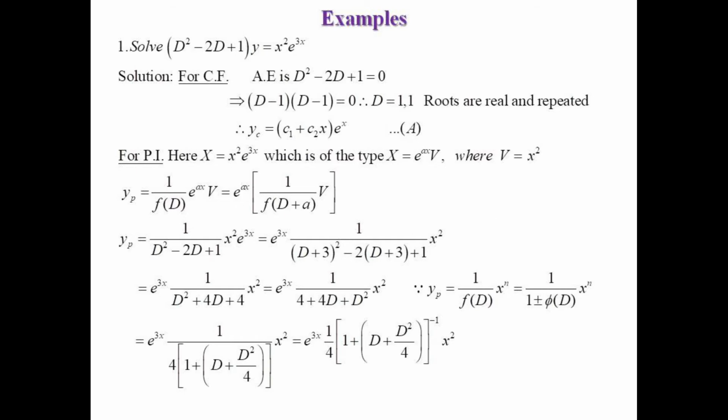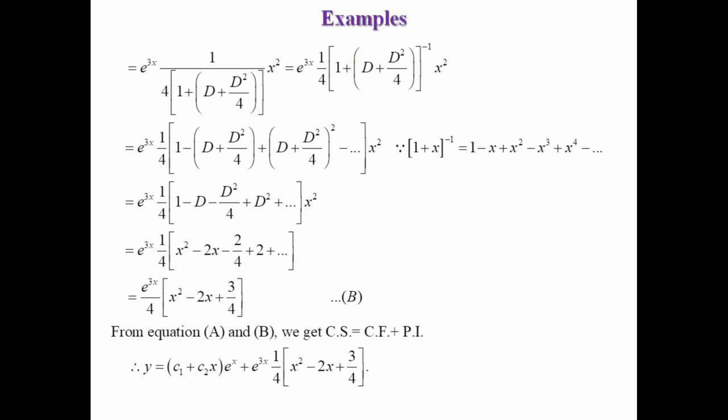This equation is of the form (1 + x)^(-1). We know the expansion of this function: (1 + x)^(-1) = 1 - x + x^2 - x^3 + x^4 and so on.